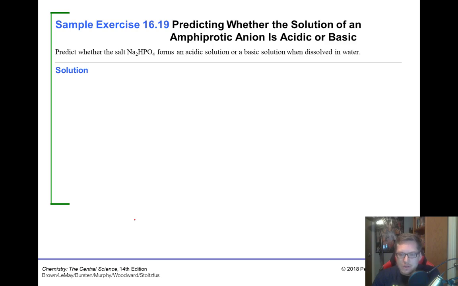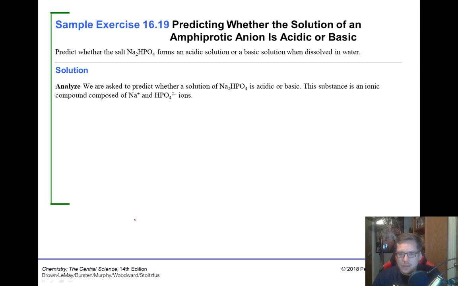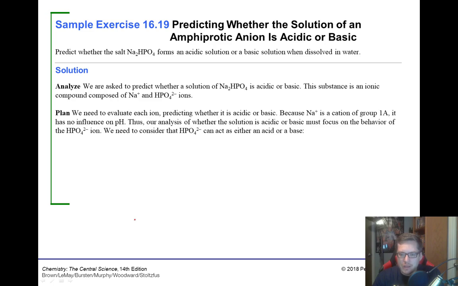So you've got this salt Na2HPO4, and you want to figure out whether it forms an acidic or a basic solution. They walk us through it, and we are asked to predict whether a solution of Na2HPO4 is acidic or basic. This substance is an ionic compound, and it makes two ions, sodium and HPO4 2-. Now, in order to do this, we need to evaluate each ion and predict whether it is acidic or basic.